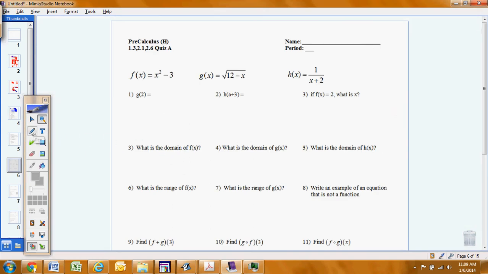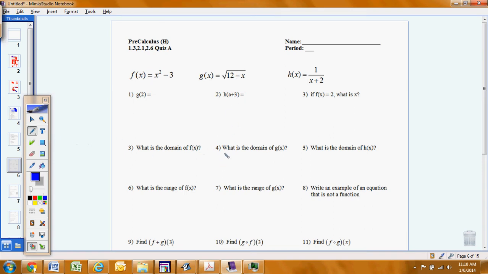So here it is talking about the domain. What is the domain of f of x? Well, there is no square root, there is no anything, so the domain of f of x is negative infinity to infinity. What is the domain of g of x? Well, here's a square root problem. So domain, one of the things that blows up a function is the inside of a root. So what would we do here?